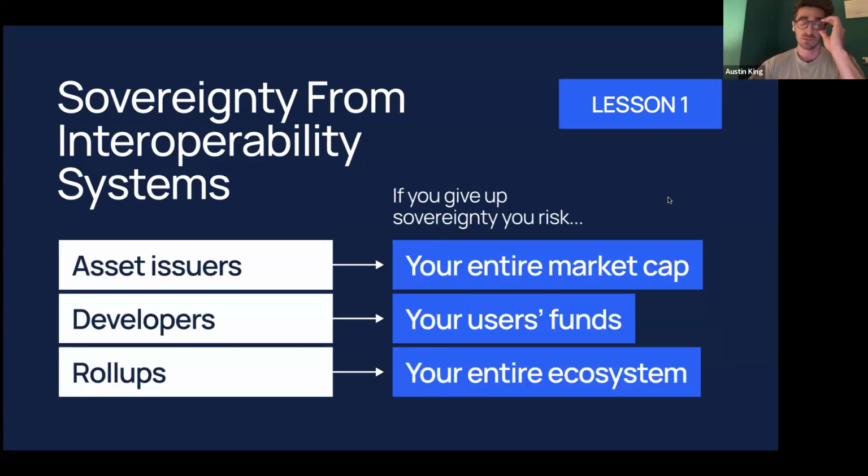So, walking that through explicitly: asset issuers, if you accept dependence on a specific interoperability network and there's an exploit, literally your entire market cap can just go to zero. For developers, your entire application can crumble. And that not only risks your business, it also risks your users' funds. And then rollups, like I said, literally the entire ecosystem could collapse if there's too much dependence on any specific interoperability network built into the core ecosystem.